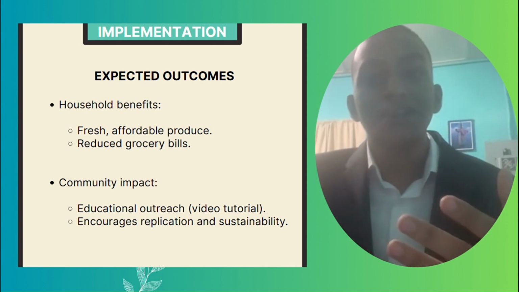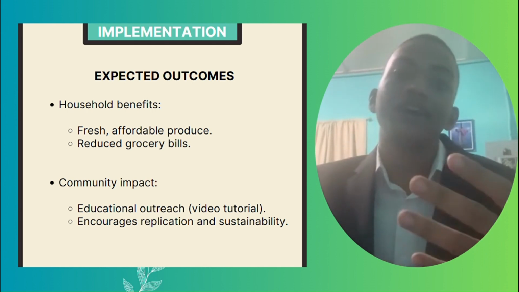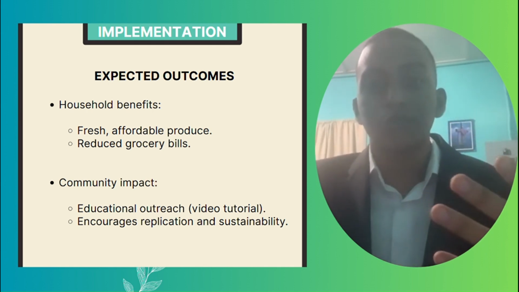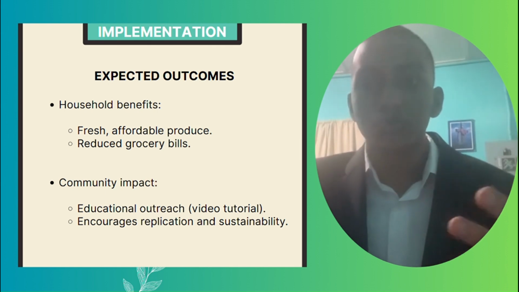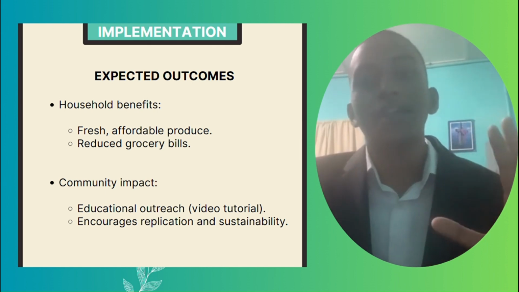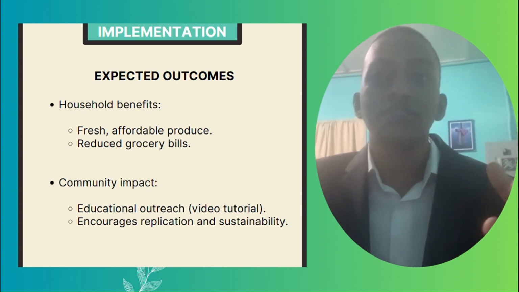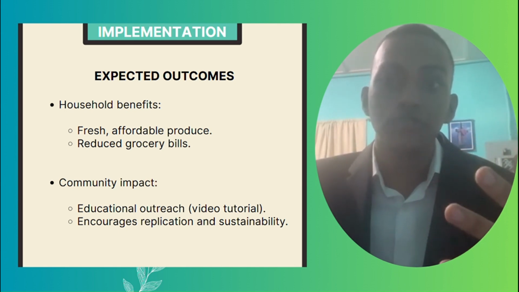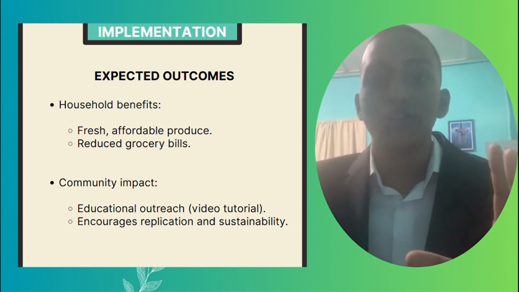So lastly, for the implementation, are the things that we expect to accomplish from this project. So firstly, in terms of household benefits, we hope to provide others with an opportunity to attain fresh, affordable produce, as well as to lower their grocery bills.